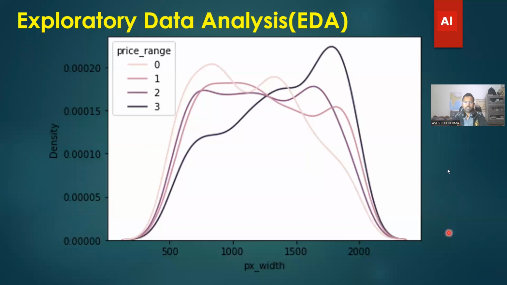So let's talk about the price range, PS width and density. Here we can see that the density is higher between 500 and 2000. Before 500 and after 2000 it's very low. It means the phone density between 500 and 2000 is very high.